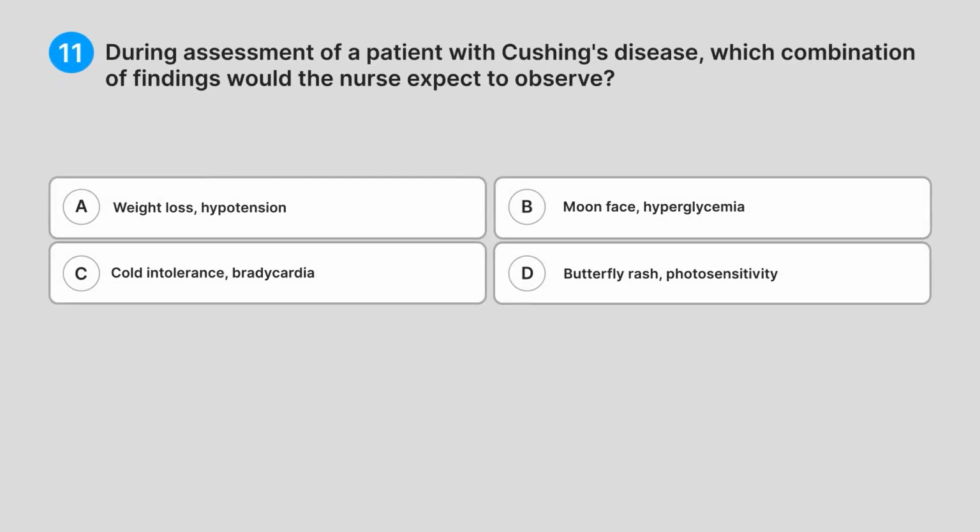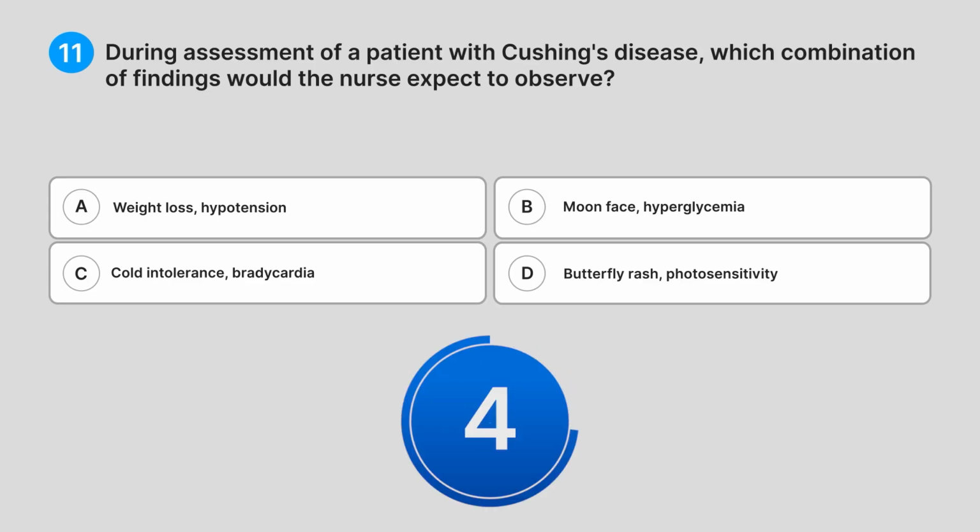11. During assessment of a patient with Cushing's disease, which combination of findings would the nurse expect to observe? A. Weight loss, hypertension. B. Moon face, hyperglycemia. C. Cold intolerance, bradycardia. D. Butterfly rash, photosensitivity. Can you guess the answer?